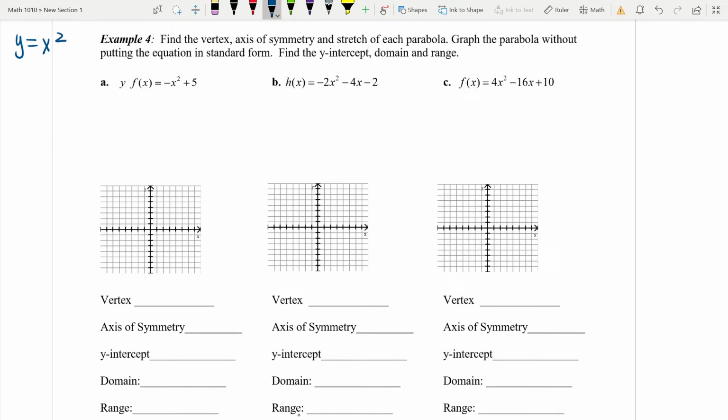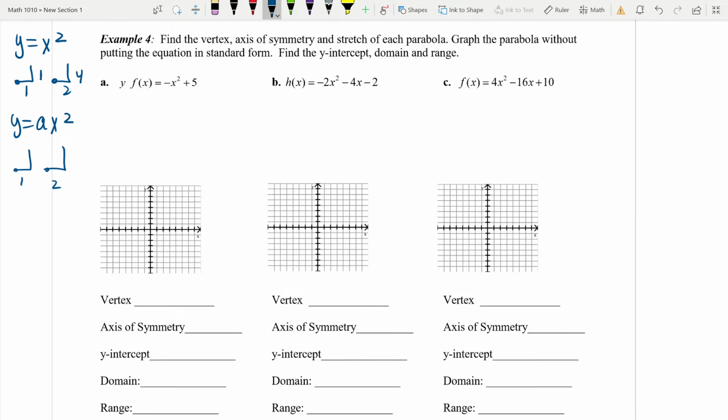If you have a 1 in front of the x to the second, then your stretch is 1, so you go 1, 1, 2, 4, with this corner dot being the vertex. So 1, 1, 2, 4. And underneath that, I want you to write y equals ax squared. If you have a number in front, like a stretch or a shrink, look what you do.